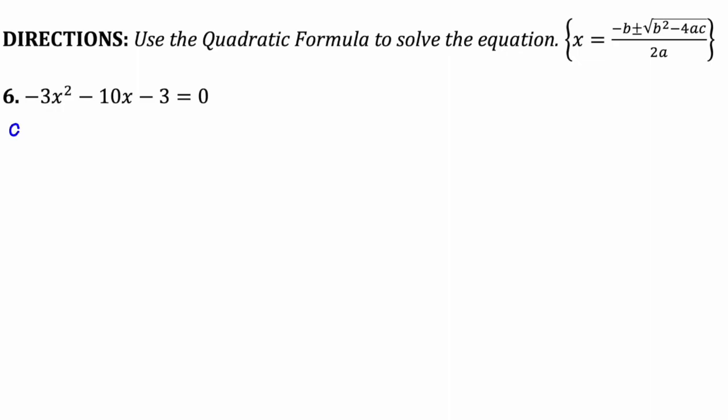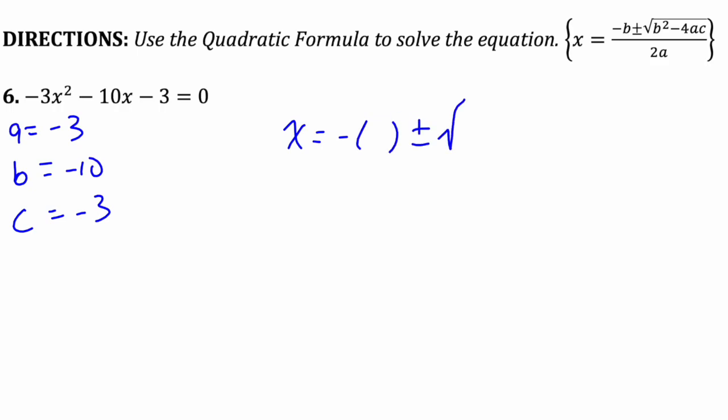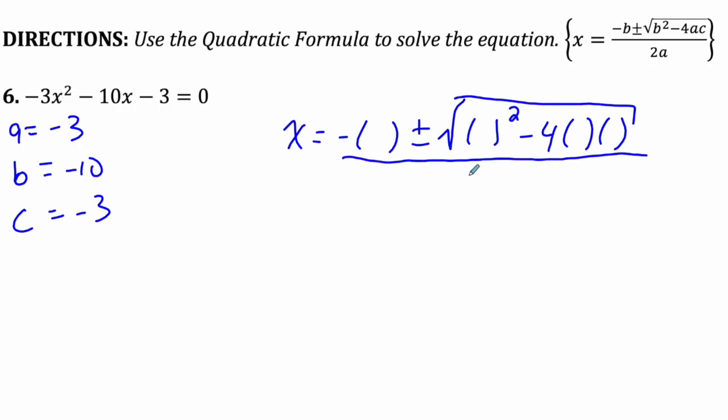So let's start off by making a list. A is -3, B is -10, and C is also -3. So here's your quadratic formula. I'm going to just start off by replacing all of my variables with parentheses, and that will help me to avoid the double negative mistakes that happen a lot and often is the biggest area where students lose points. So we want to avoid that, and there's a really easy way to avoid that, and that's just by throwing in parentheses even when they are not necessary.